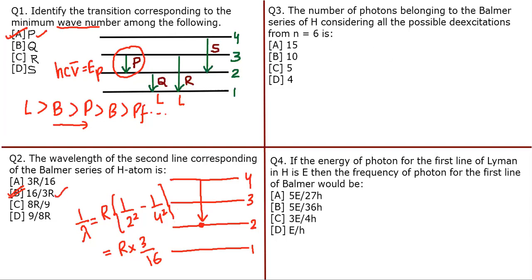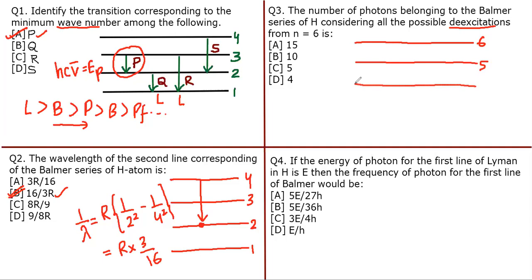Now let's come to question number 3. The number of photons belonging to the Balmer series of H, when we consider all the possible de-excitations from n equal to 6. See, now let's have the visualization. Let us draw all the orbits it is talking about: 6th orbit, then the 5th orbit, then the 4th orbit, then the 3rd orbit, and we have to stop at 2 because we have to consider only Balmer photons.